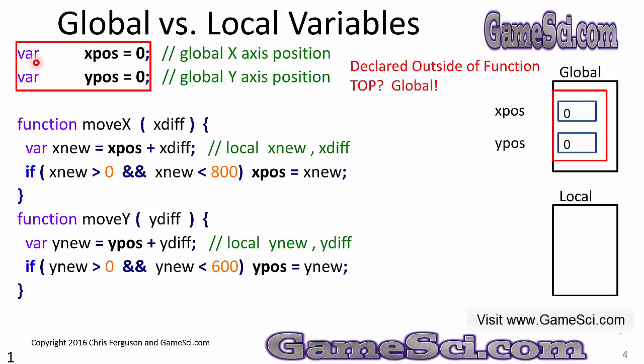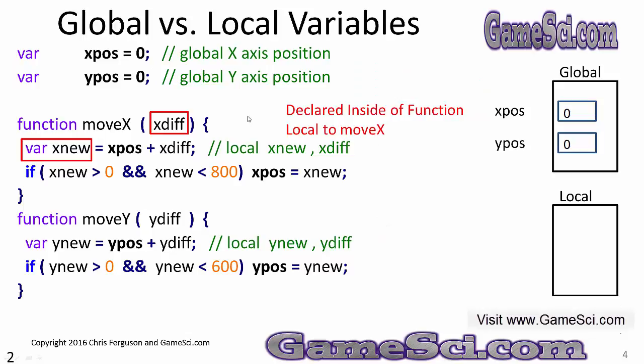So I'm going to declare a var X position equals 0, and a var y position equals 0. Let's call this the declaration of the variables x position and y position. Now, if these are declared outside of a function, hopefully at the top of your code, they're what's known as global variables, and they will be usable in all the functions that follow.